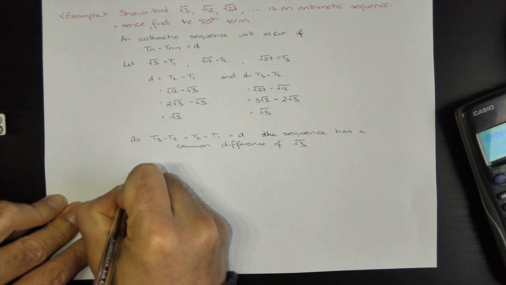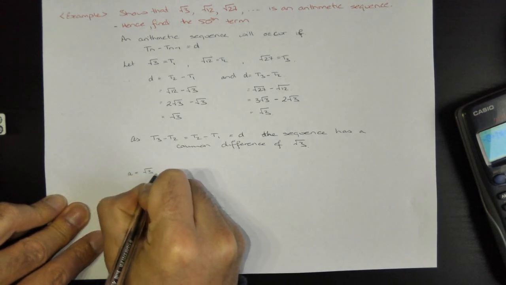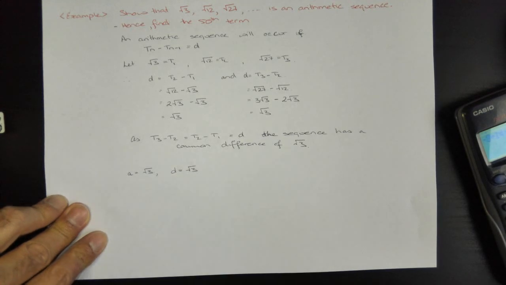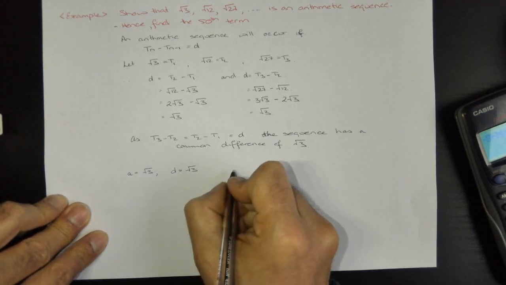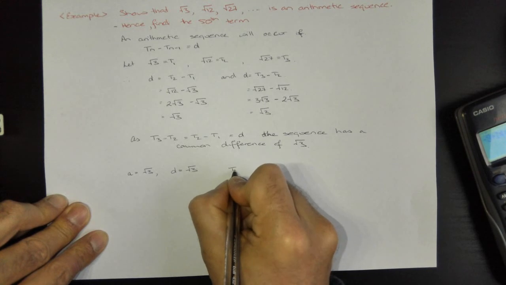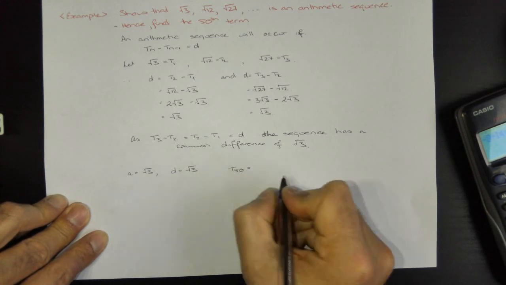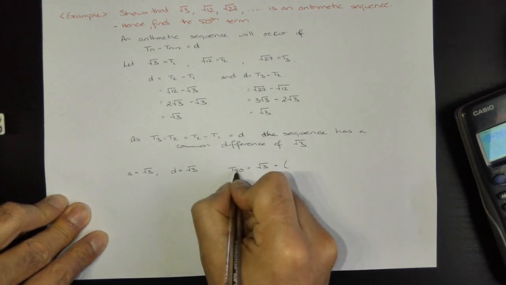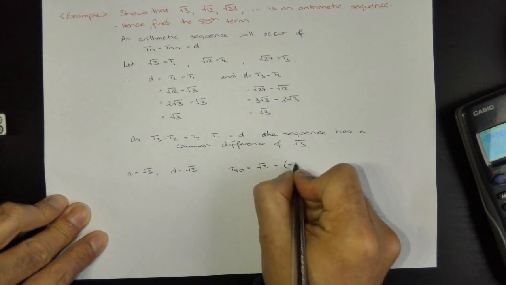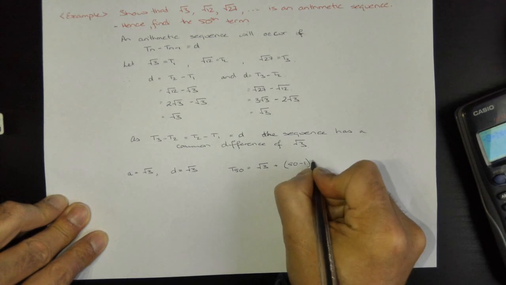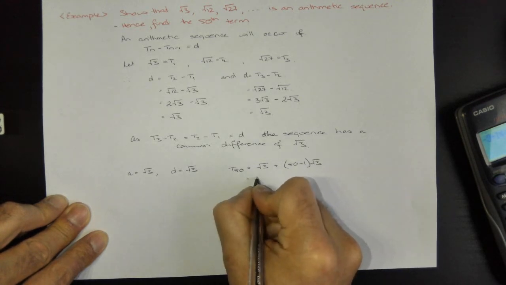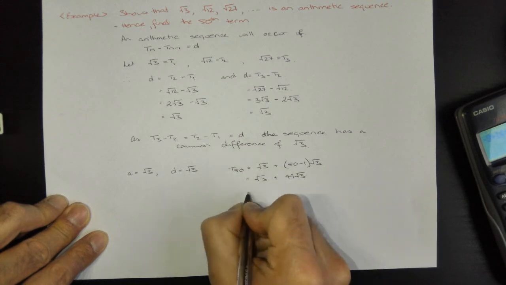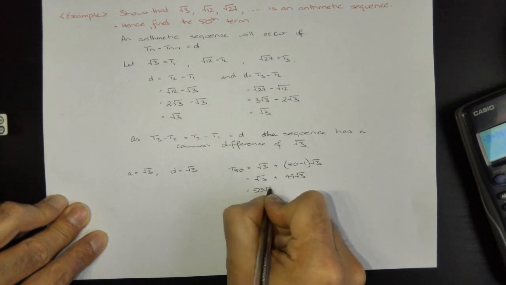All right. So part B was to hence find the 50th term. So a would be root 3. d we found to be also root 3. And now we want to find the 50th term. So T50 is equal to root 3 plus 50 minus 1 times the common difference of root 3. So that's going to be root 3 plus 49 root 3, which will be 50 root 3.